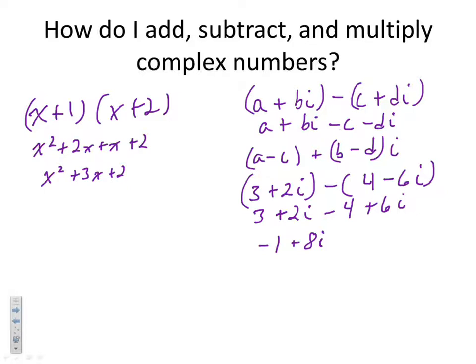All right? So far, so good? I hope so. Boy, do I hope so. Let's talk about multiplication now, all right?